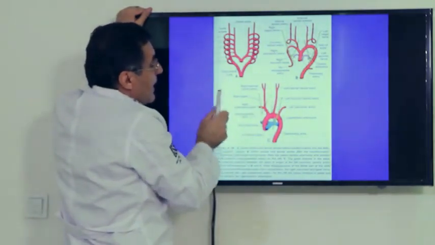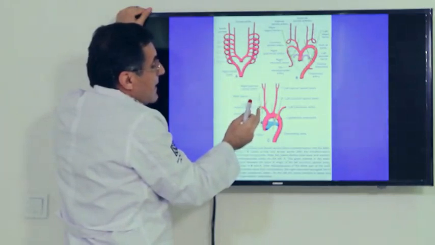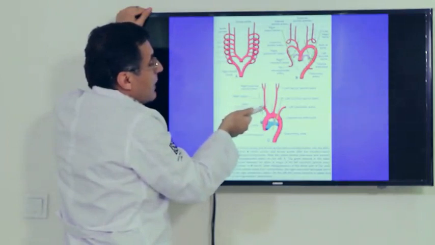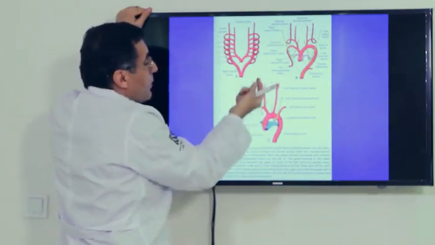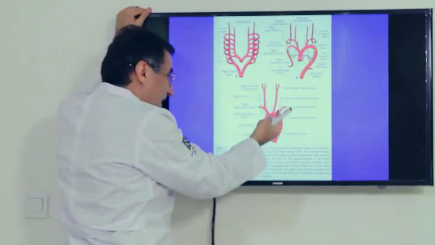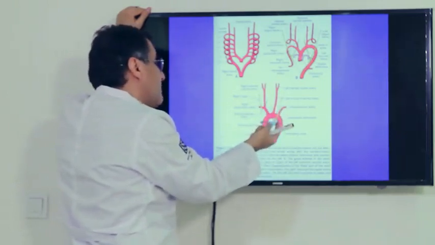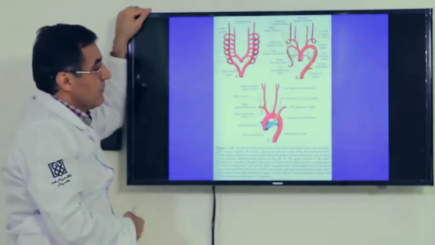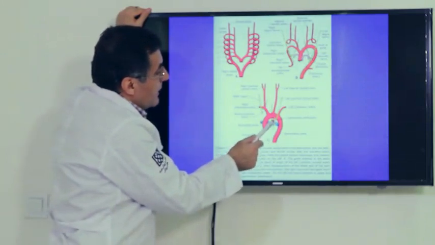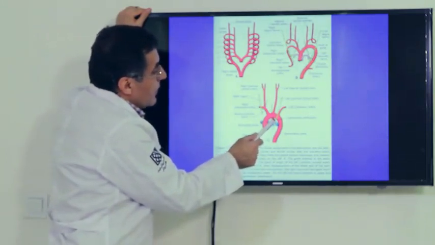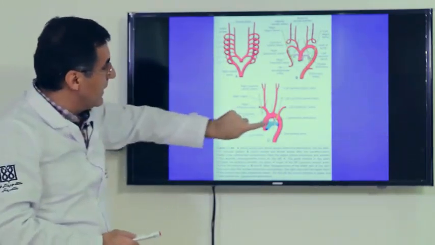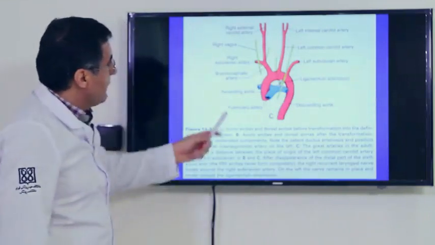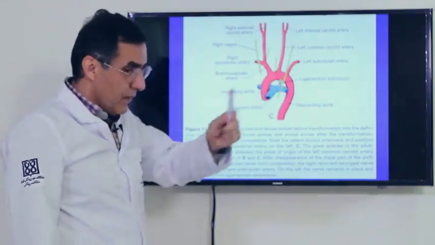As I told you, the distal part of the sixth aortic arch is degenerated. As a result, the recurrent laryngeal nerve comes up to the neck, but on the left side the distal part remains, and the left recurrent nerve is a branch of the thoracic vagus nerve. And after birth, as I told you, the ductus arteriosus is obliterated and makes the ligamentum arteriosum. This is the final development, as I drew for you.